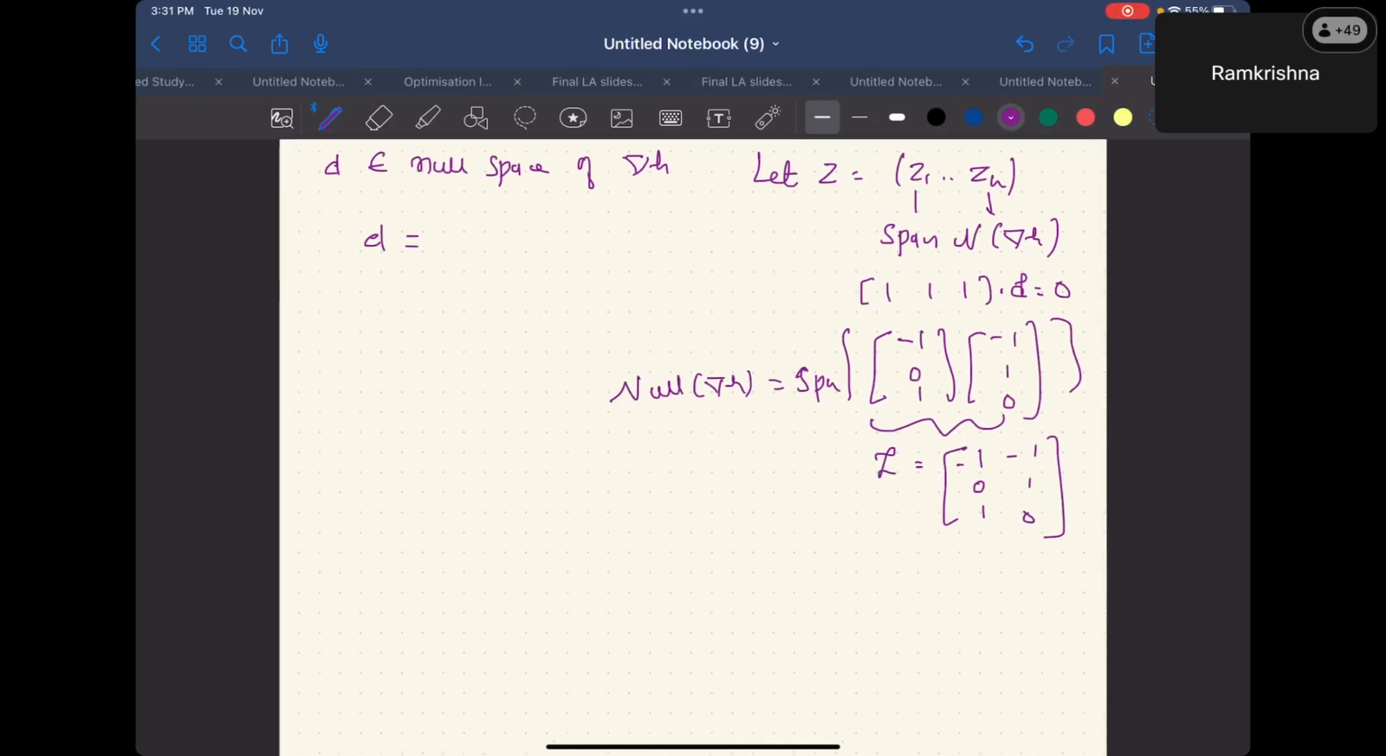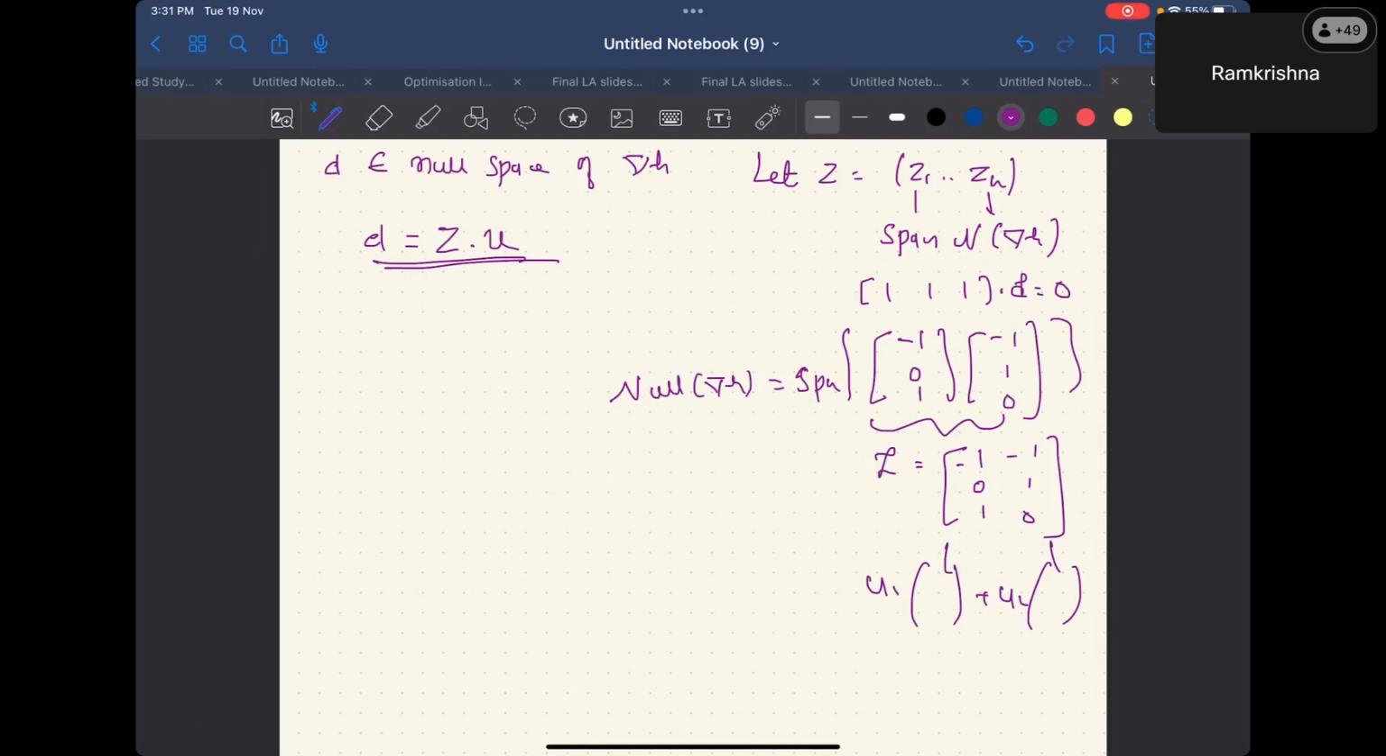Now, how will any vector D in the null space look like? That will look like Z times any arbitrary vector U, right? Or maybe like U1 times the first vector plus U2 times the second vector, and so on. So I can write this arbitrarily like this now.